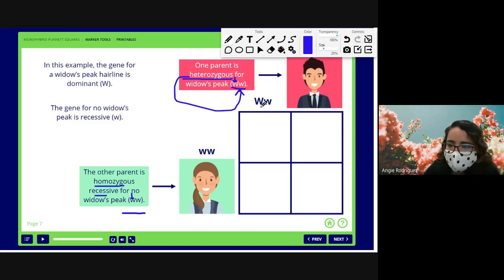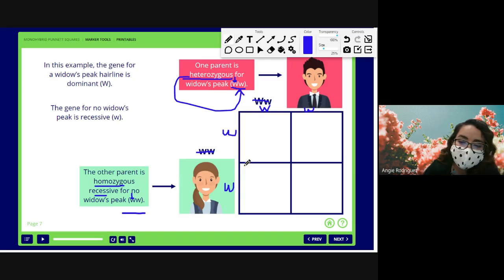So here I'm just going to write down my letters. I'm going to put my big W here. This is that big W that I'm getting from dad. And then this little w, I'm going to put it right here next to it. So these are dad's letters. I'm just setting them up again here so that we don't get confused when we're crossing the Punnett square. And then mom has two little w's. So I'm going to put one little w of hers right here and the other one right here.